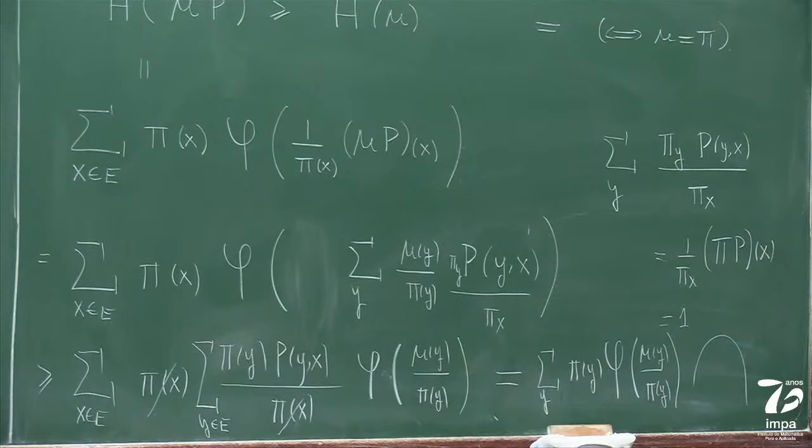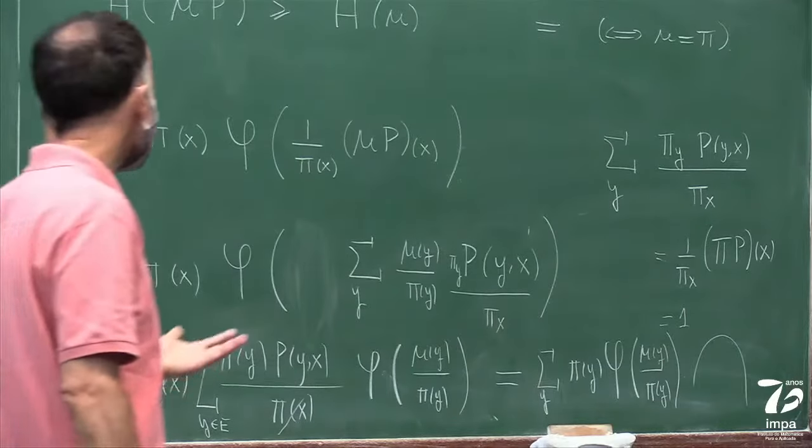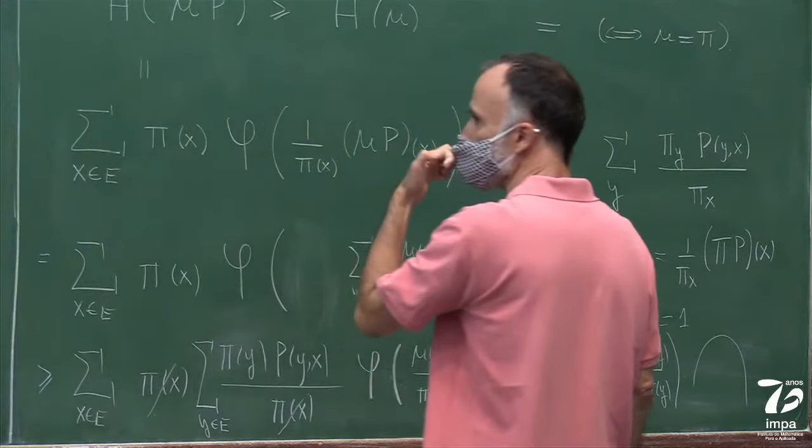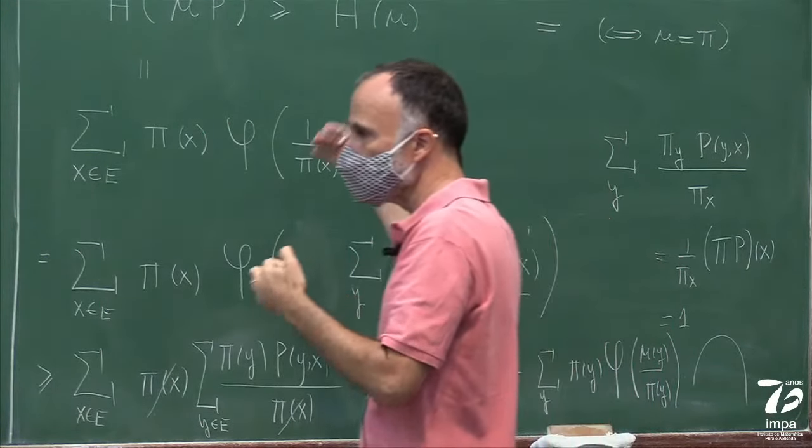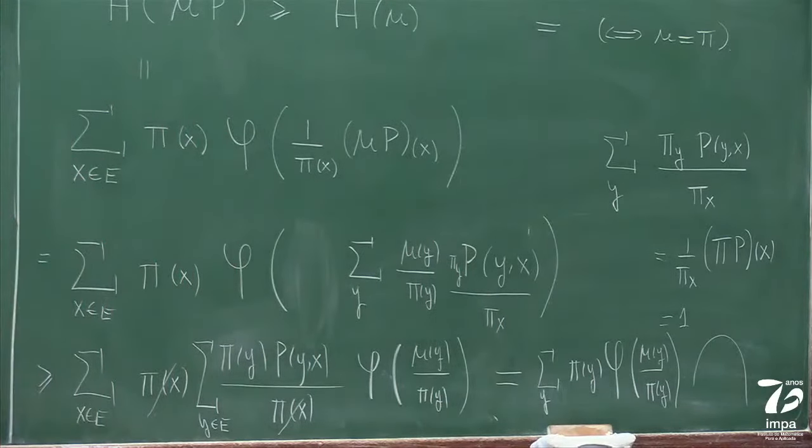So a consequence of this result is that you have uniqueness of stationary measures, but it's much stronger. Because you see here, phi is any concave function, and you proved that you have a family of functionals which are decreasing along time.